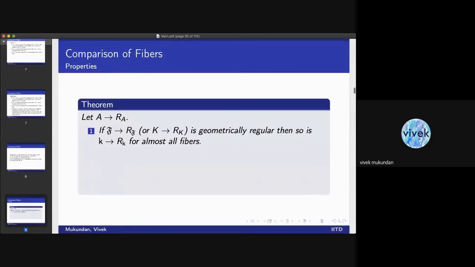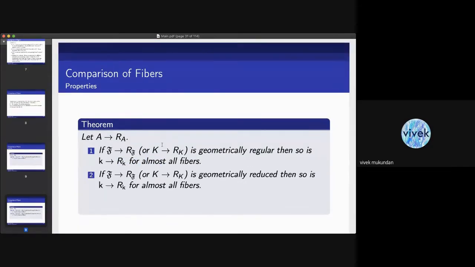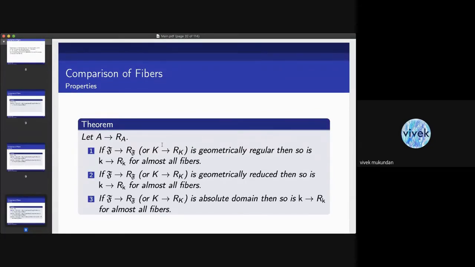Well, if it is geometrically regular, then it goes down to the fibers for almost all fibers. And if the ring is geometrically reduced, then it goes down to the fibers for almost all fibers. And if the ring is an absolute domain, then it goes down for almost all fibers. The ring is said to be geometrically reduced if the ring which you get after tensoring R with the algebraic closure of K is reduced. And it's an absolute domain if R tensored with the algebraic closure of K is actually a domain.